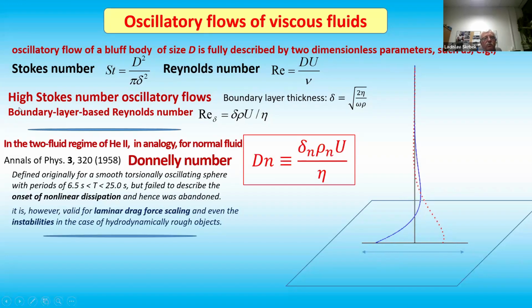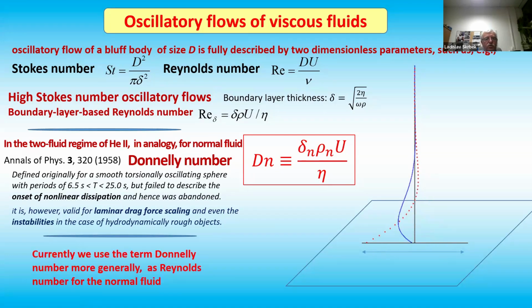And if we are in the two-fluid regime of helium-2, in analogy for the normal fluid, we can define this boundary layer Reynolds number, but we would like to call it the Donnelly number. And we introduced that because Russ Donnelly was the first who used that already in 1958. And he tried to understand the motion of a torsionally oscillating sphere, and he failed at that time to describe it this way. Now we know why, and anyway, it is a very useful concept, as I'm going to show in a minute.